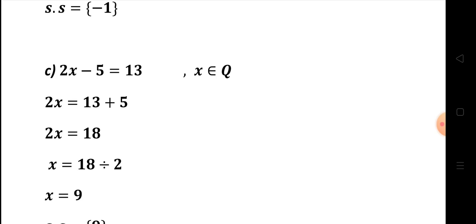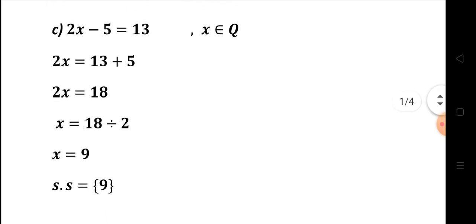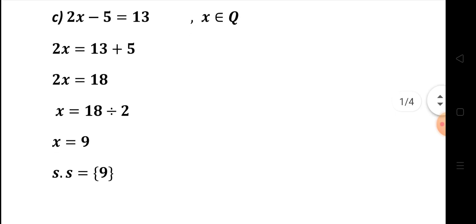Now, I have here 2x equals 18. 2x means what? 2x means 2 times x. That means to move number 2 to another side, I will write it with the opposite operation, which is what? Divided, yes. X here equals 18 divided by 2. So x equals 9. He told me here x belongs to rational numbers. 9 belongs to rational numbers. So the solution set equals the set of 9.